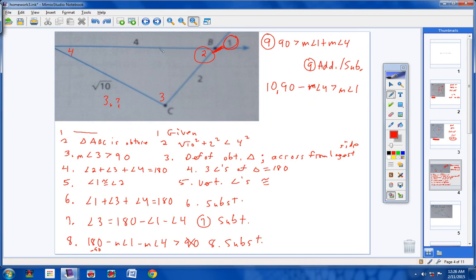So there I've showed you that the measure of angle 1 is less than 90, because the measure of angle 1 is less than, if you read it from here, 90 minus an angle. So now I can state easily angle 1 is acute. This is not easy. I knew that it wasn't easy, but that's how you do it.